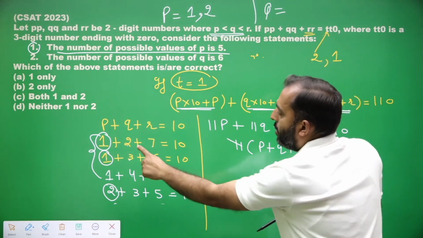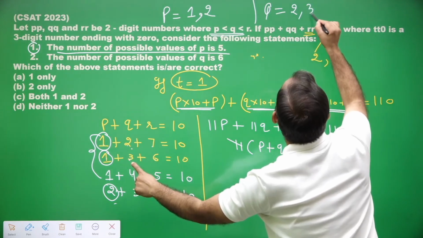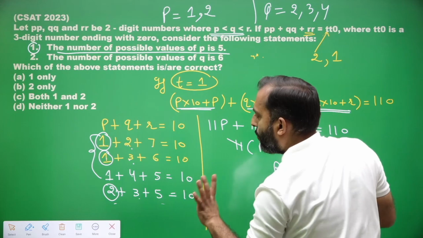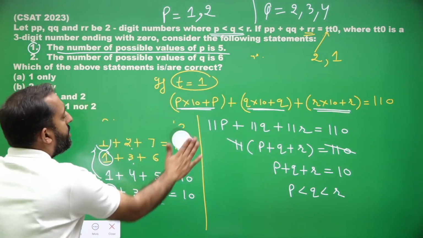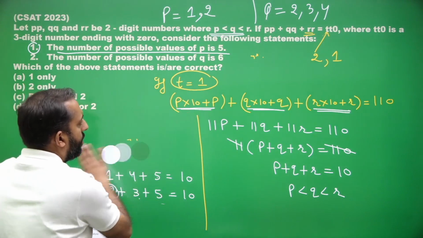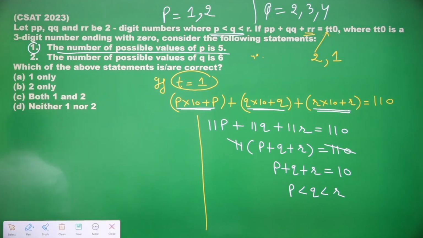Q can take 2 as a value, Q can take 3 as a value, and Q can take 4 as a value. Now, this is the first condition. Please make a note of it. Hurry up, guys. I hope you have noted it down.